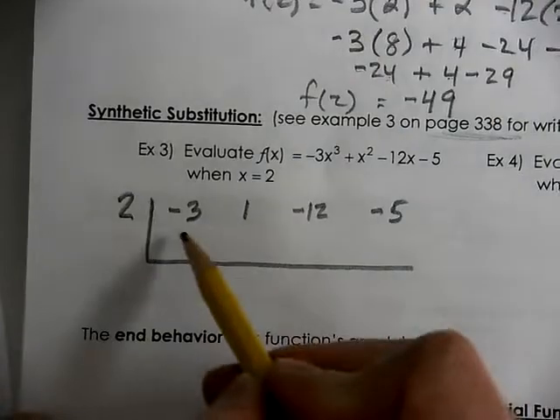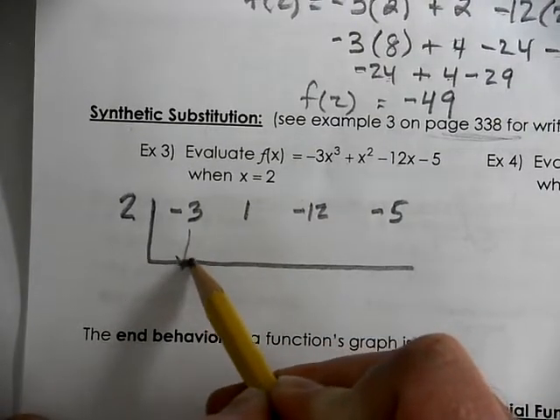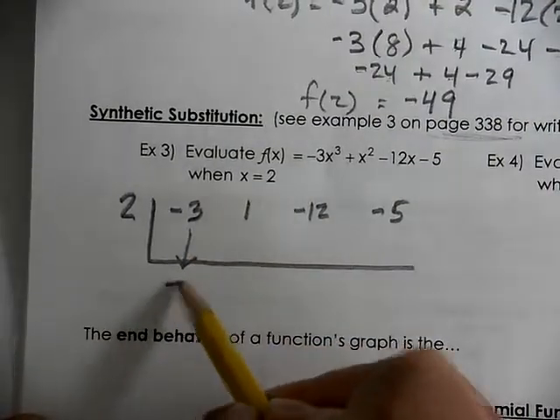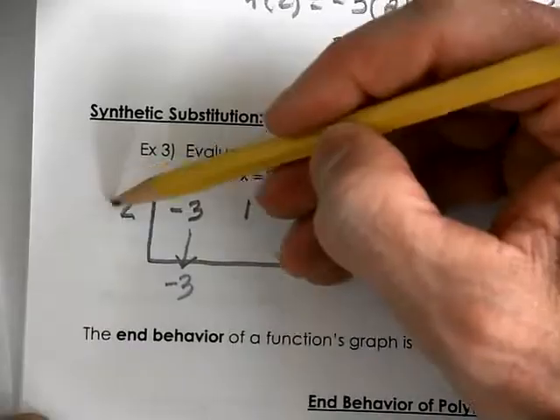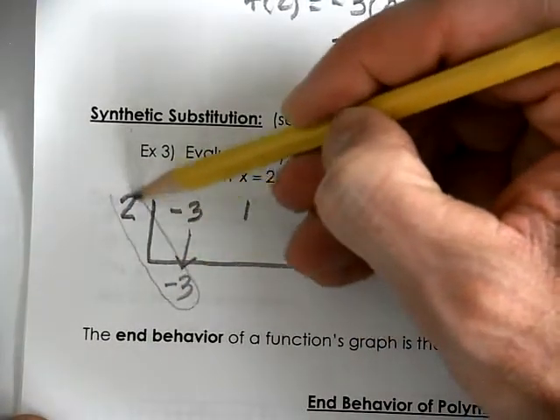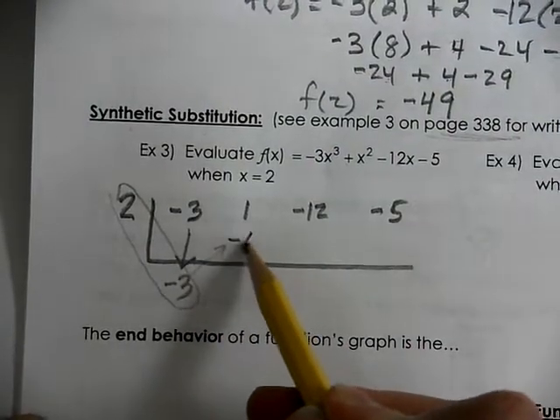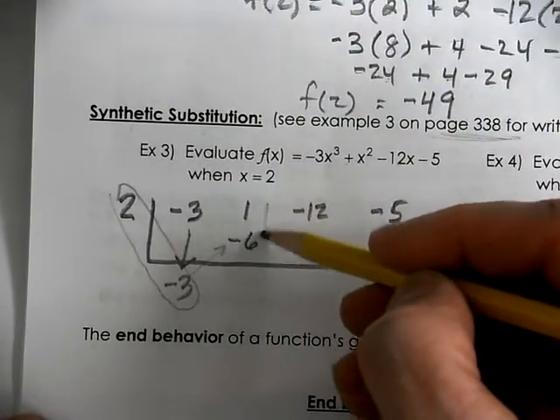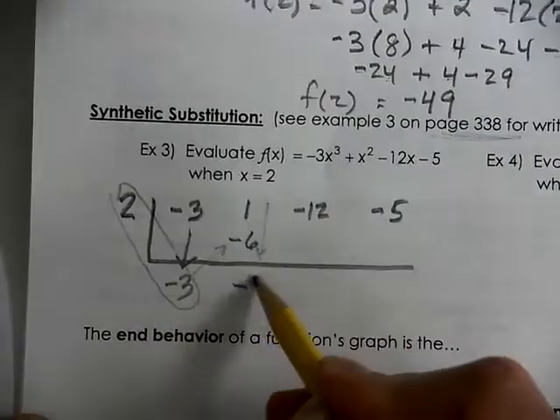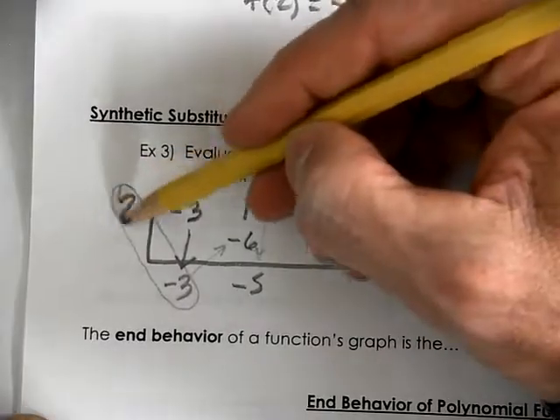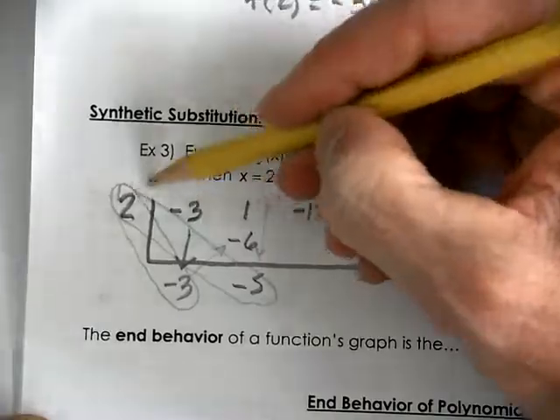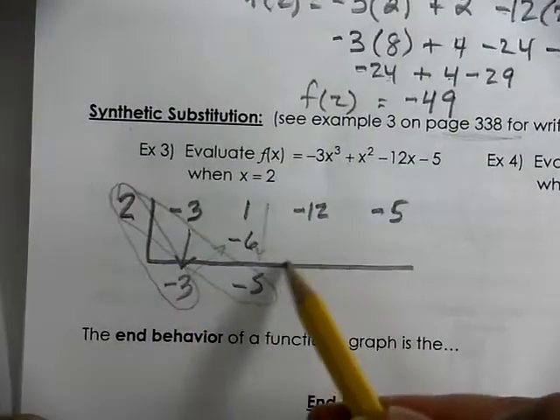To do synthetic substitution, we drop down our negative 3. Then we multiply. We get negative 6. Then we add these together to get negative 5. And you multiply over to get negative 10.